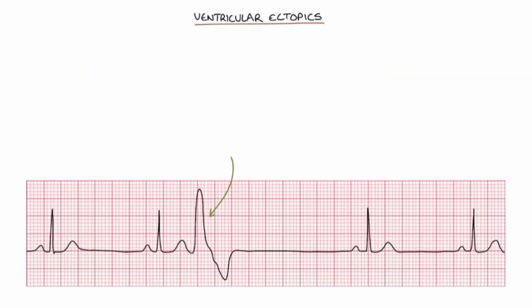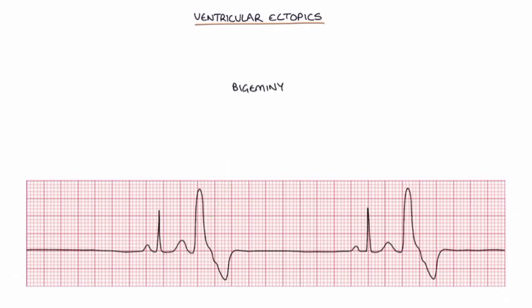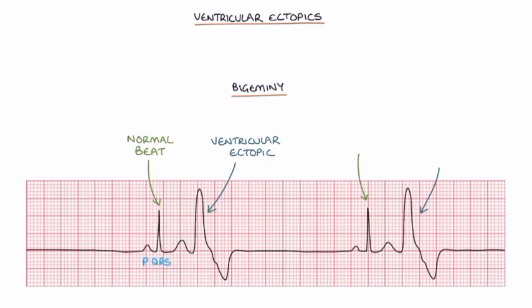Ventricular ectopics appear as isolated, random, abnormal, broad QRS complexes on an otherwise normal ECG. Bigeminy refers to when every other beat is a ventricular ectopic. The ECG shows a normal beat with a P wave, QRS complex, and T wave, followed immediately by an ectopic beat, then a normal beat, then an ectopic, and so on.